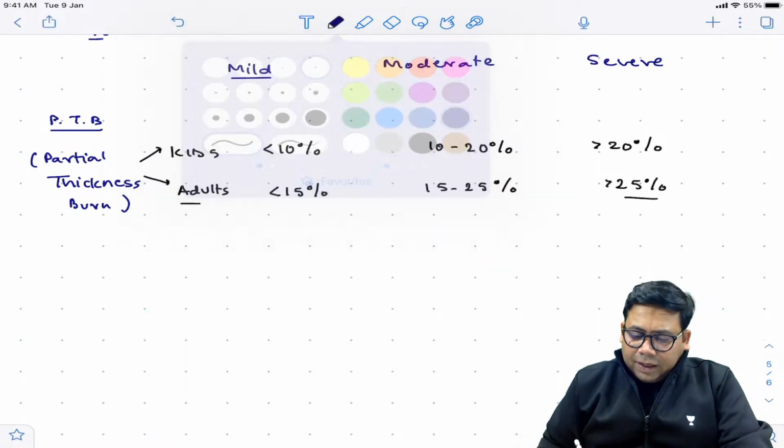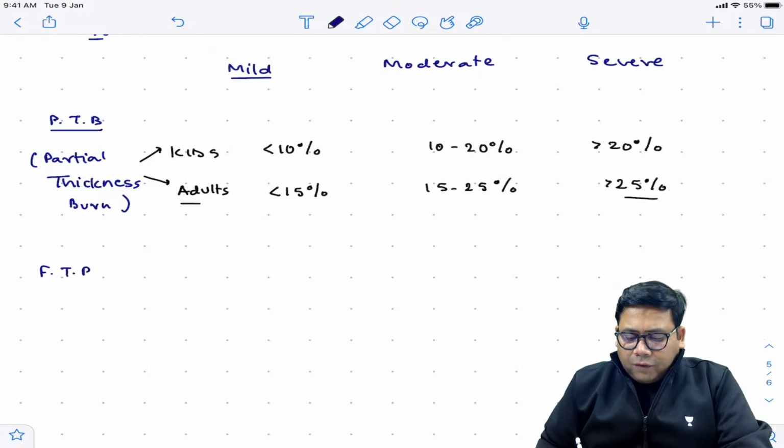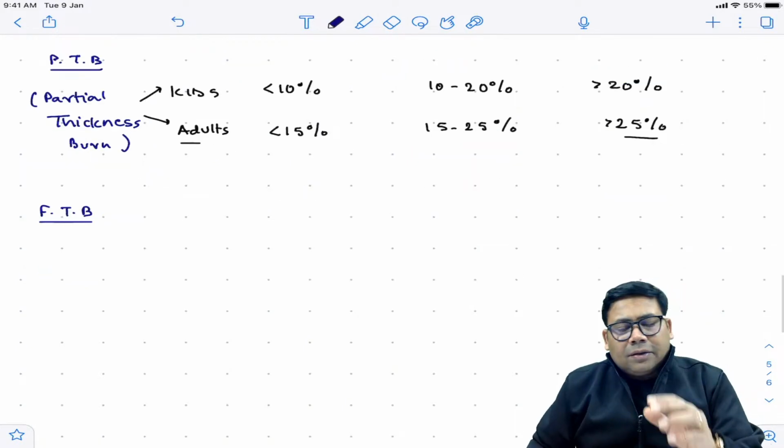So less than 15% is mild, 15 to 25% is moderate, and more than 25% is severe. Then we have full thickness burn. When we talk about full thickness burn, the things are different.